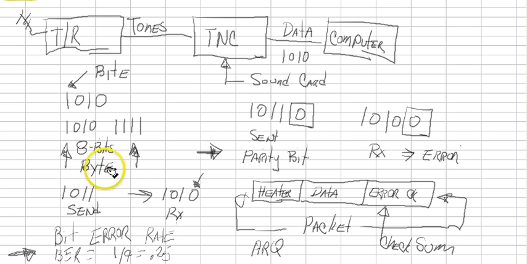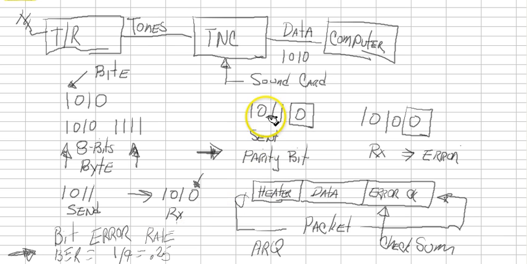Now let's go through the review. When we send data, the smallest piece we can send is a byte. If we want to count errors, we define the term called bit error rate. We just count the errors divided by the number of bits sent. Okay, that's the bit error rate.